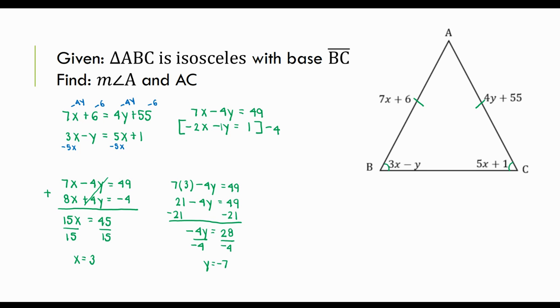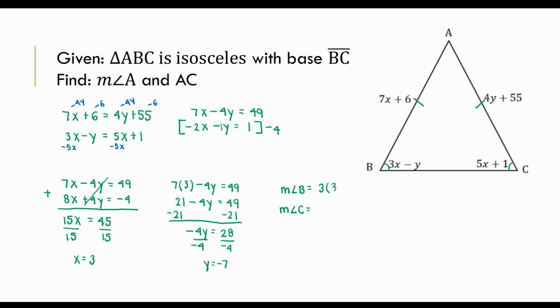All right. So now that I have both x and y, I can find what I'm asking for. If I want the measure of angle A, we have to understand that the 3 angles of a triangle add up to 180. So what I'm going to do is find the measure of angle B, find the measure of angle C, and then that's going to help me get the measure of angle A.